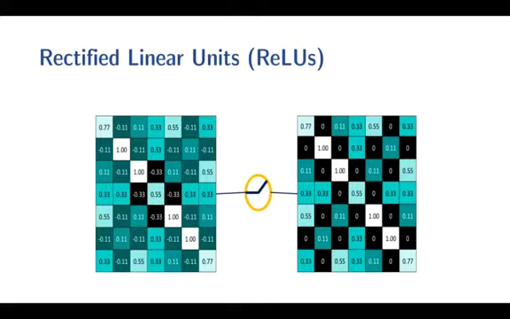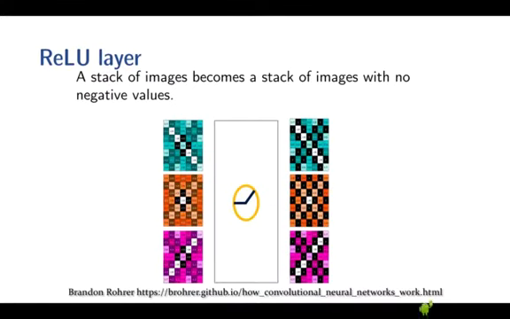It's just like taking, if there is any negative, replace it with zero. That's all the ReLU layer does, and that introduces a nonlinearity in your network. So what does a ReLU layer do? A stack of images remains a stack of images of the same size, but it has no negative values. All the negative values are fixed to zero.